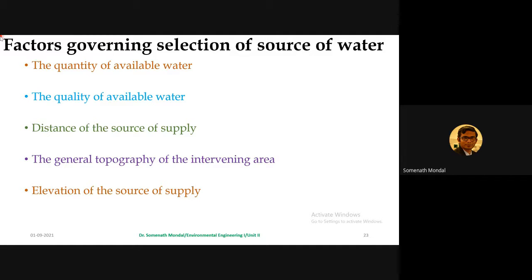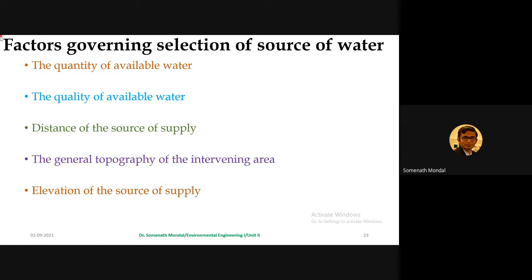Third one is the distance of the source of the supply. The source of water must be situated as near as possible to the agglomeration where we are planning to adopt that water supply scheme. Because when the distance between the source and the city is less, a smaller length of pipe conduits and fewer associated appurtenances are required, and that would significantly reduce the cost of the overall project.